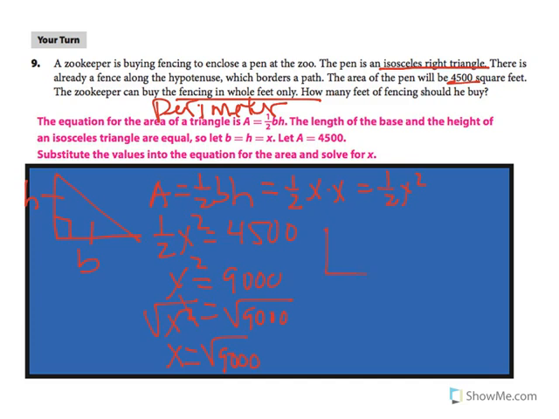So now we have an isosceles right triangle, so this is square root of 9,000, and this is square root of 9,000 as well. To find the hypotenuse squared, we have square root of 9,000 squared plus square root of 9,000 squared equal to h squared. So this gives us 9,000 plus another 9,000 equal to h squared, so 2 times 9,000 equal to h squared.